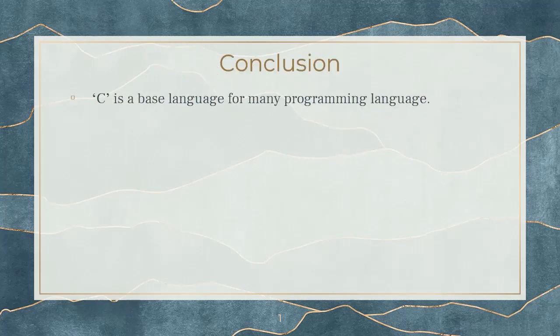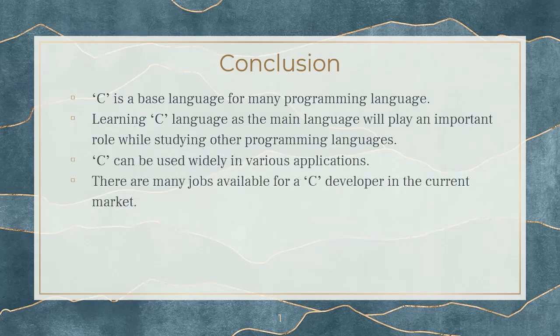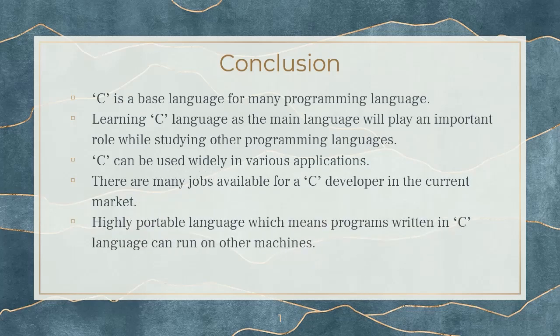For a conclusion, C is a base language for many programming languages. Learning C language as the main language will play an important role while studying other programming languages. C can be used widely in various applications. There are many jobs available for a C developer in the current market. It is a highly portable language, which means programs written in C language can run on other machines.